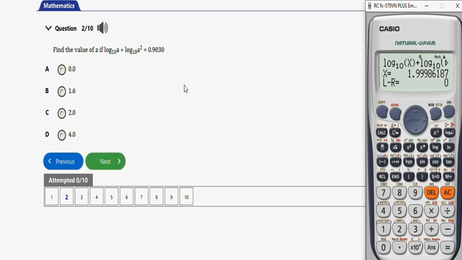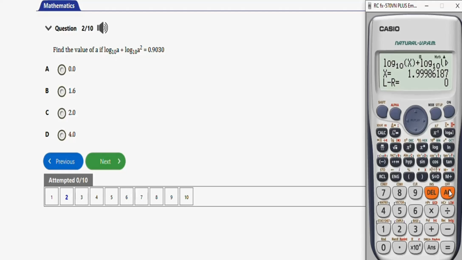So we have the output to be what? We have 1.99. So this is approximately 2. If you are rounding it up to the nearest whole number, this will give you 2. So the right option is option C. 1.99 is approximately 2. Okay, 2.0. So that's it for this question, option C.